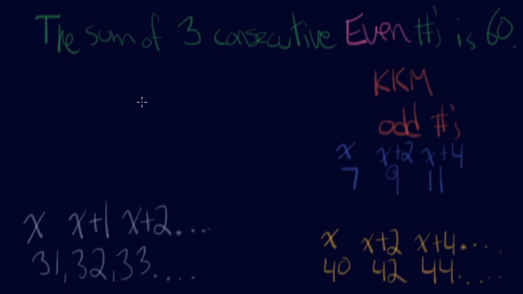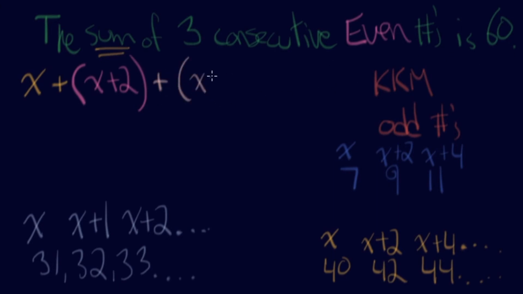The sum of 3 consecutive even numbers is 60. I'm going to use lots of colors because I'm having fun with all my colors today. And the first number is x. And the word sum means to add. So I'm going to add now the next number. And algebraically, the next number is x plus 2. And I'm going to keep adding. The next one is x plus 4.